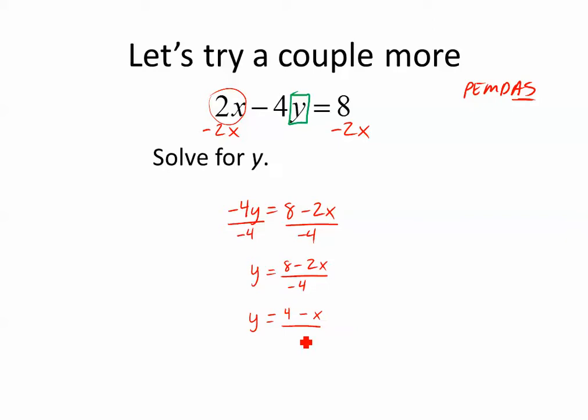And then the negative 4 divided by 2 is negative 2. And that answer right there is fine, because now I've solved for y. I got y all by itself. Now, again, the nice thing about this is if I'm given a whole bunch of x values, I just plug them in here and use my solving skills to find y. I don't actually have to rearrange the equation every time.